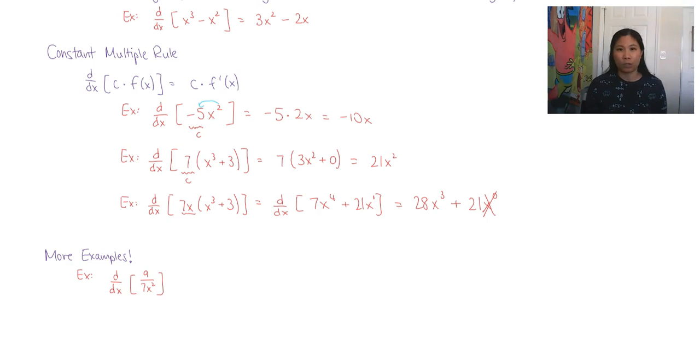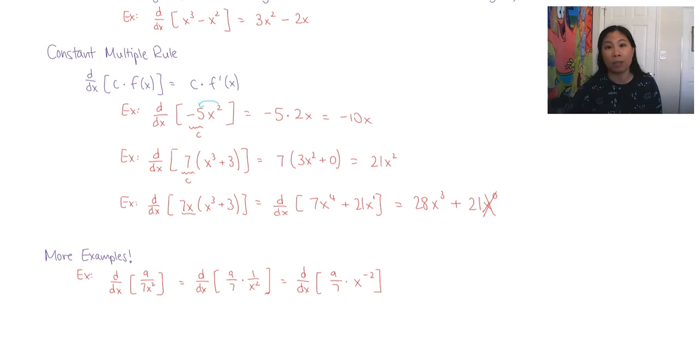Okay, so first, let's look for any constants. I've got a 9 on top, 7 on the bottom, so really I can rewrite this as 9 over 7 times 1 over x squared. But then 1 over x squared, I really don't want that as a fraction either because I want to be able to have it in that exponent form. So I'm going to rewrite the 1 over x squared as x to the negative 2 power.